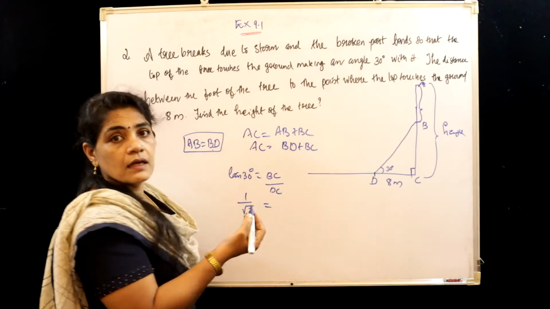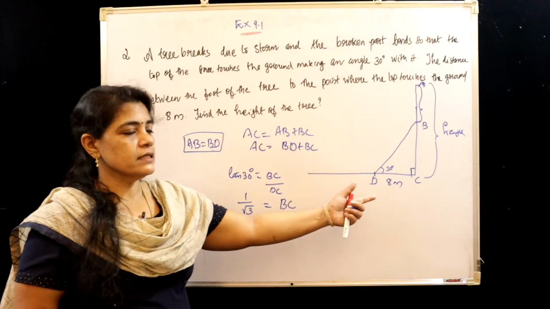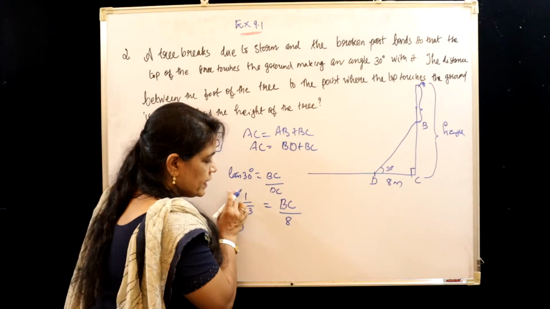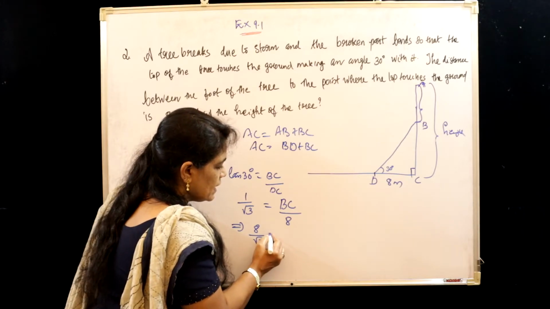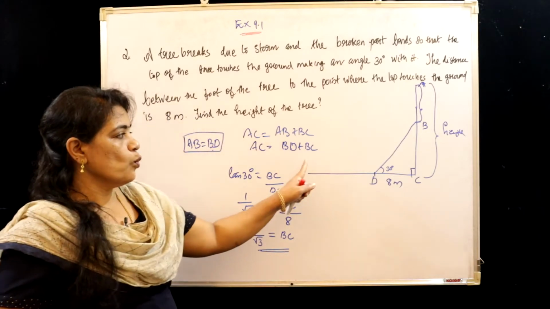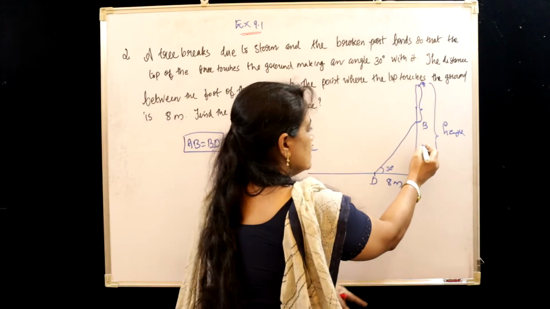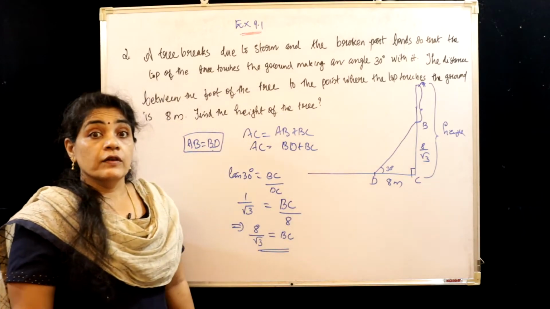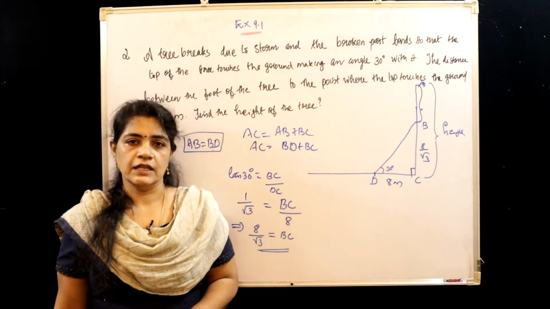equal to BC. BC is what we need, that is unknown, divided by DC, the distance given, that is 8. By cross multiplication 8 will go to numerator, 8 by root 3 equal to BC. That means we got one portion of this AC, that is the height, that is this distance we got, that is 8 by root 3. But we need BD also, then only we will be getting the total height of the tree.